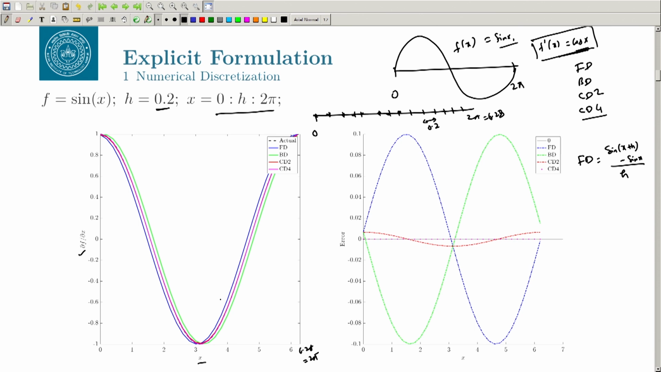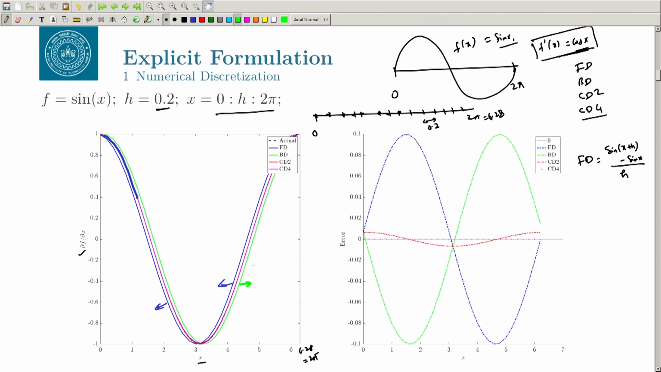Before that, just look at the forward differentiating. You can see the blue line curves are basically the forward differentiating, and I will just make it a little bold. This is your actual line. You can see that this is slightly shifted to the left when you use the forward differentiating. On the other hand, the backward differentiating, the green line, is slightly shifted to the right. The CD2 and CD4 are nearly overlapping the actual cos x curve.